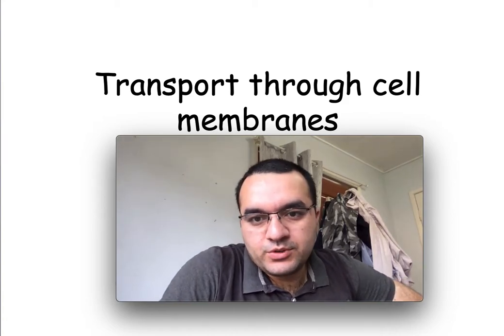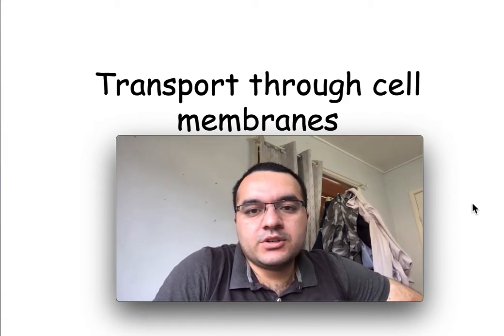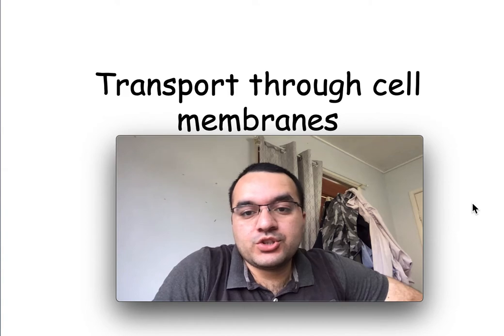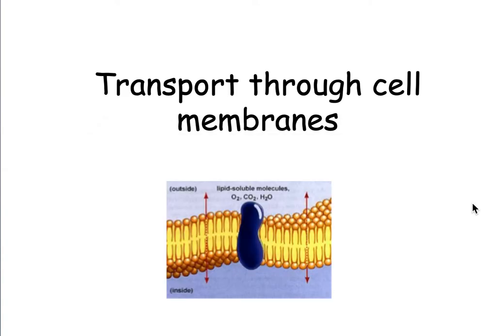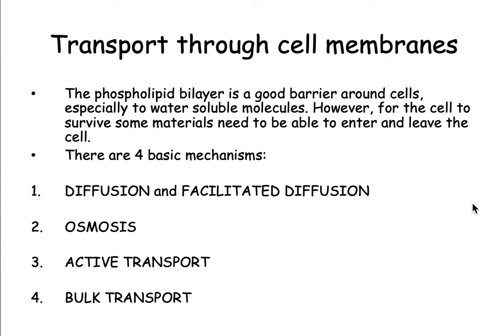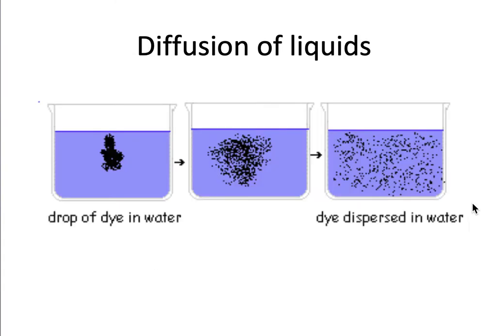Everyone, in this video we're going to talk about the different modes of cellular transmission across the cell membrane. Different cells transport material across the cell membrane through diffusion or facilitated diffusion, osmosis, active transport, or bulk transfer. So these are the different types of transport mechanisms.